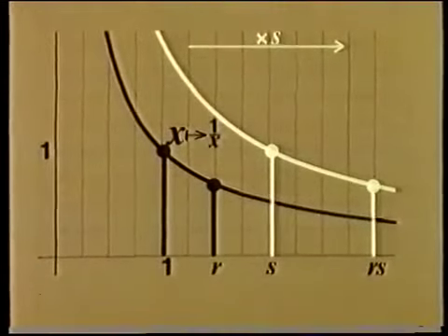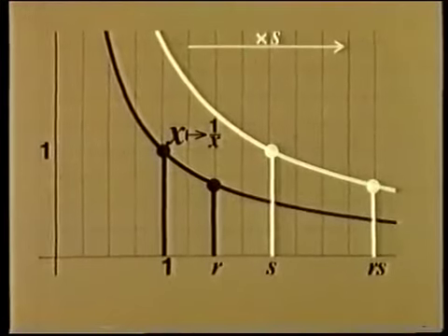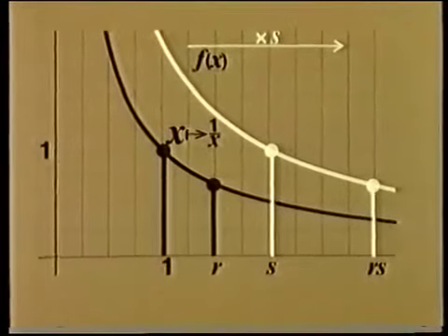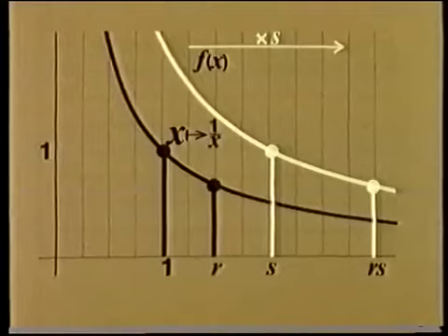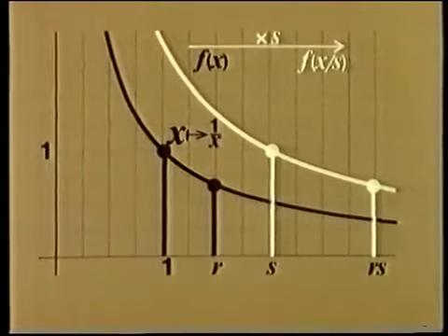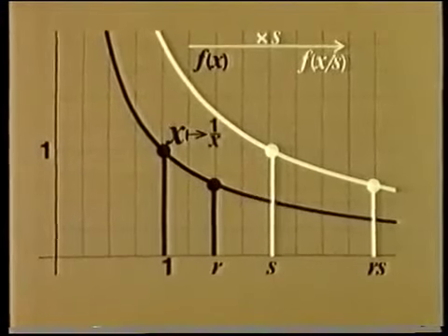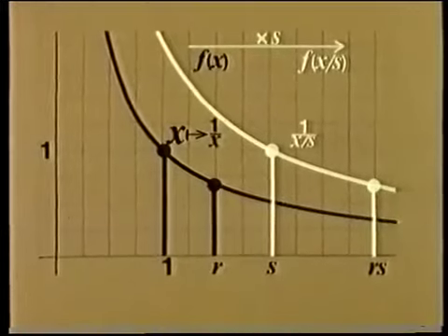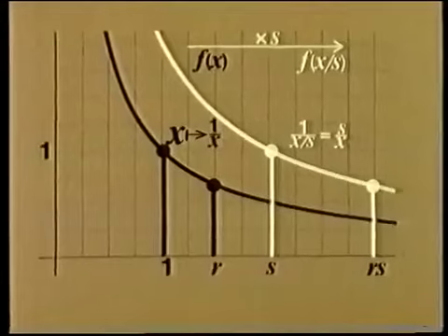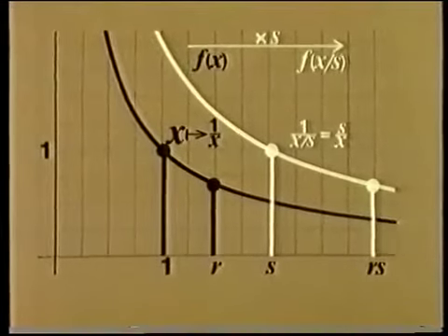Now, what's this new graph? Well, remember that in general, if we start with a function f, then when we scale by a factor s in the x direction, f of x changes to f of x divided by s. So when f of x is 1/x, as it is here, it becomes 1/x divided by s, which is s/x. So the new graph is x maps to s/x.